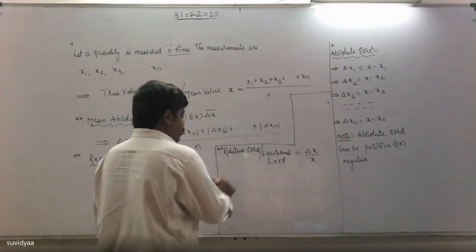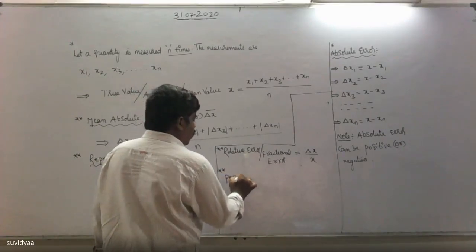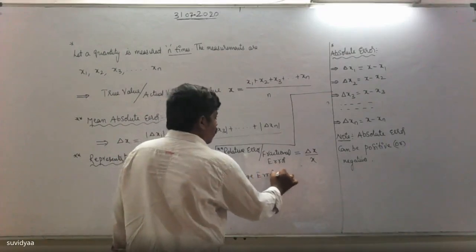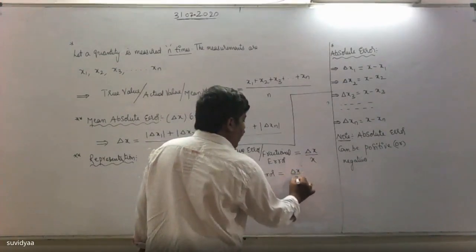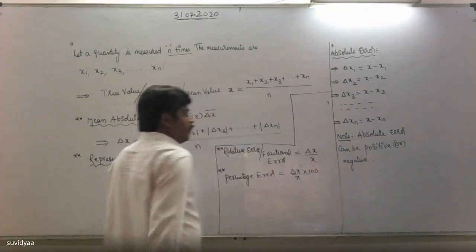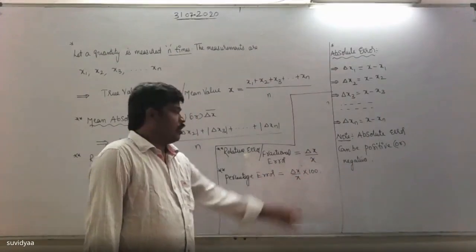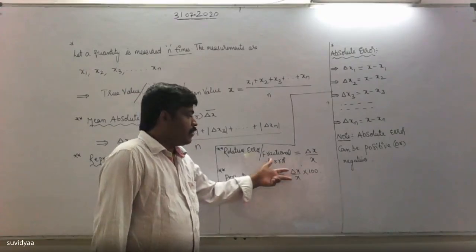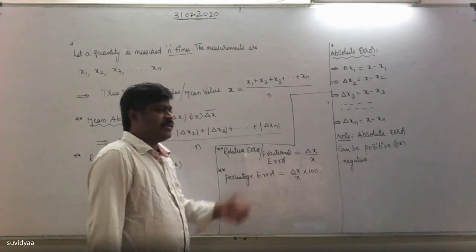Okay. Next. One more thing. Percentage error. Percentage error means relative error as it is. That is delta x by x. Percentage means what? Into 100. That's all. This is the formula for percentage error. So just relative error multiplied by 100 will give you percentage error.